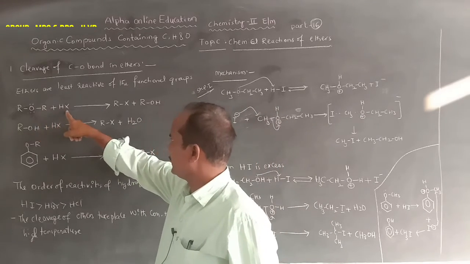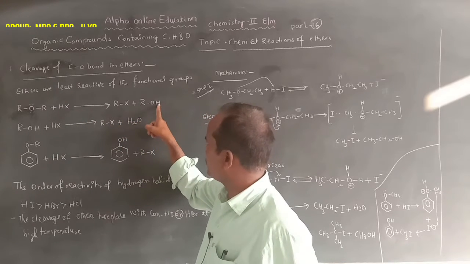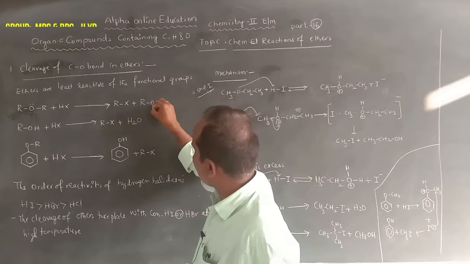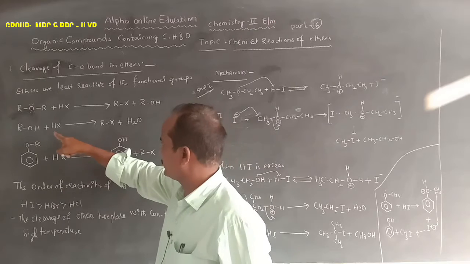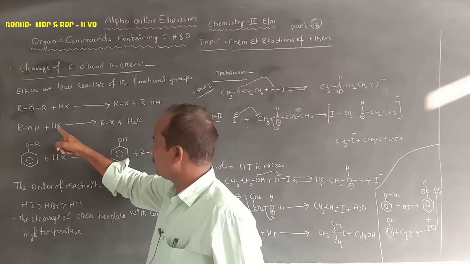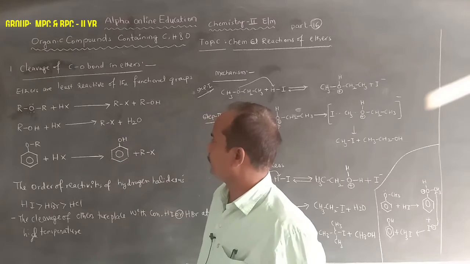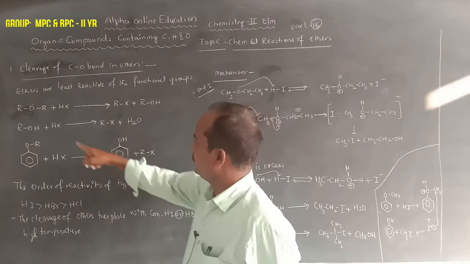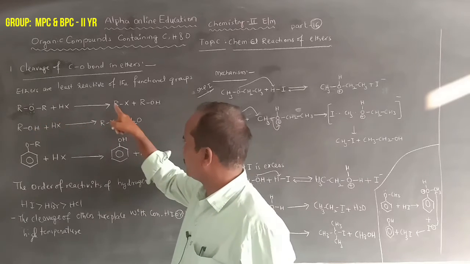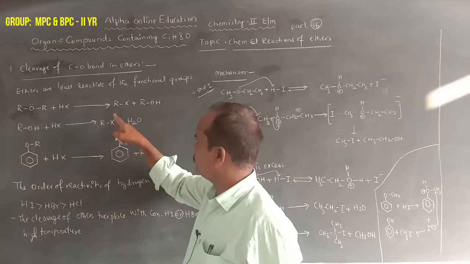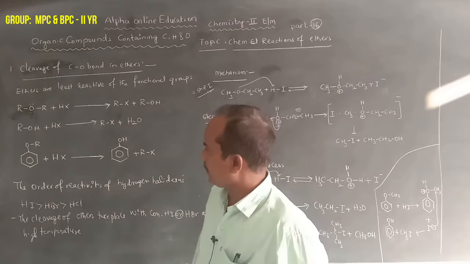So let's see. When ether is treated with a hydrogen halide, alkyl halide and alcohol are formed. The alcohol formed reacts with another mole of hydrogen halide to form the alkyl halide and a water molecule. So overall, 1 molecule of ether can form 2 moles of alkyl halides.